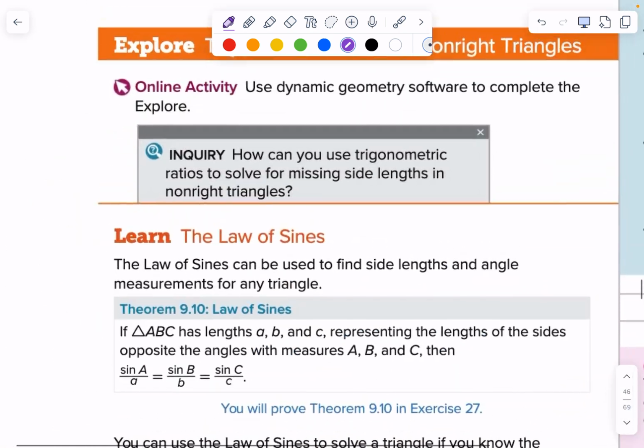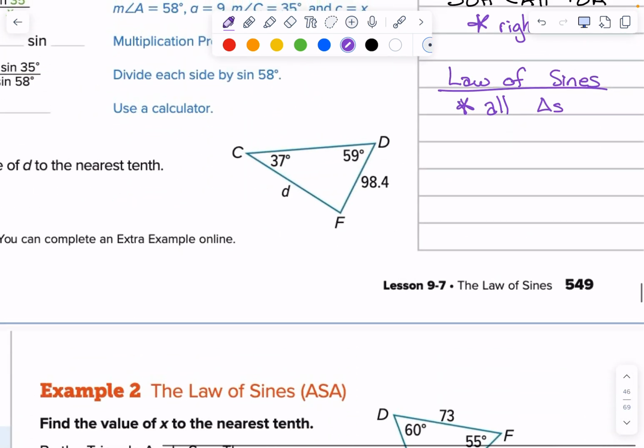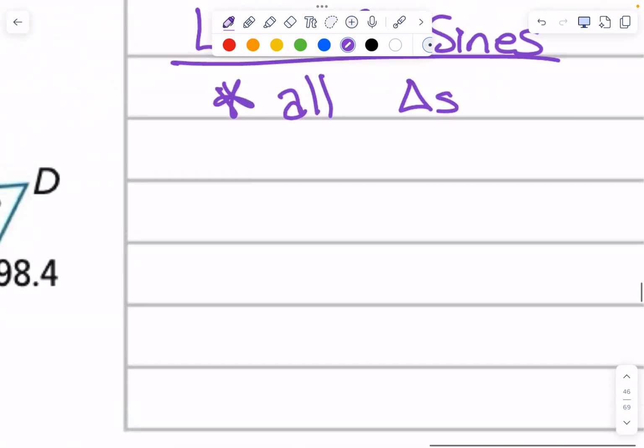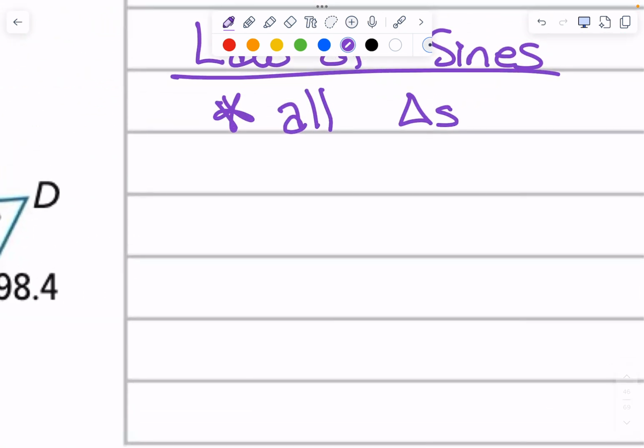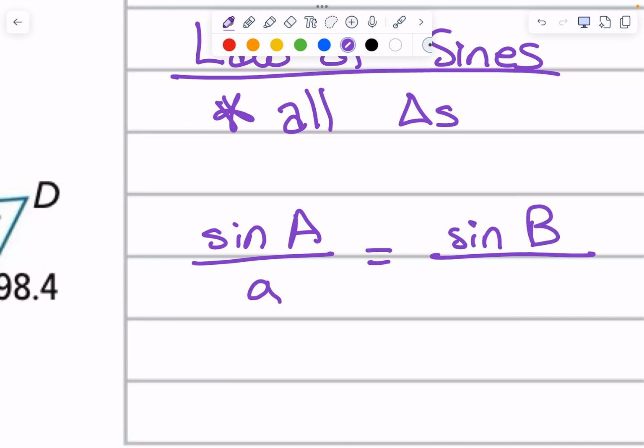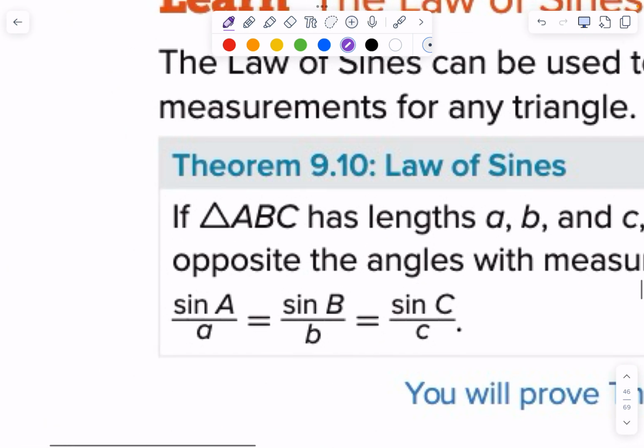Let me see which one they put on top. They put sine on top. Okay, here's what the law of signs is. Ready? Write this down. It is sine of A over A equals sine of B over B. That's what the law of signs is in a nutshell. Sine of A over A equals sine B over B. That's all you need to know for the law of signs. Now, in their formula they also say sine of C over C.